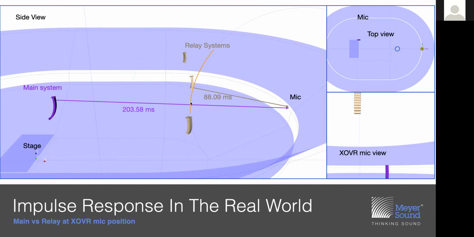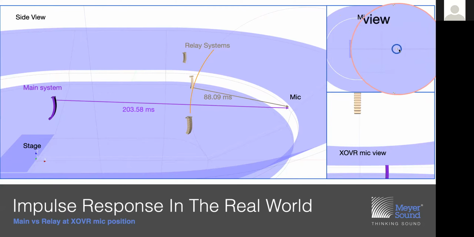So what we see here is what is going to be our best position, which is around here. That is our best mic position for time aligning these two systems. And you can see again the small arc and the number that is telling you that the main system, of course, is farther away from the microphone than our relay system. You can also see the top view over here.